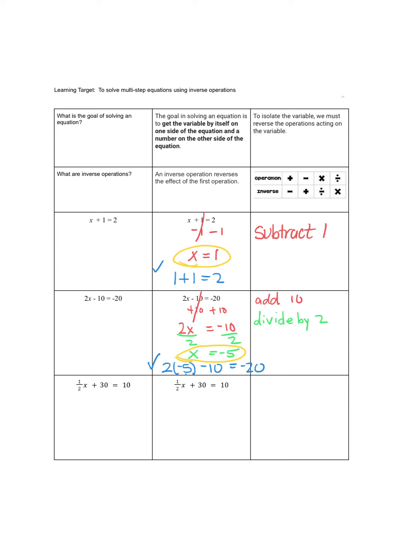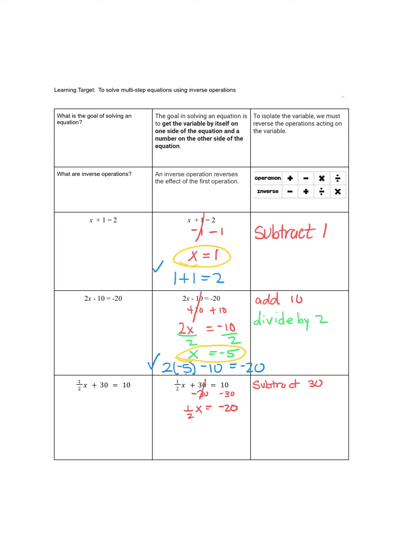All right, if I look at the next one, I see 1/2 x plus 30 equals 10. So I'm going to start with this plus 30 and work with my inverse and subtract 30. That will give me 1/2 x is equal to negative 20.